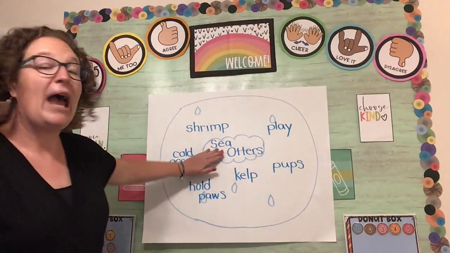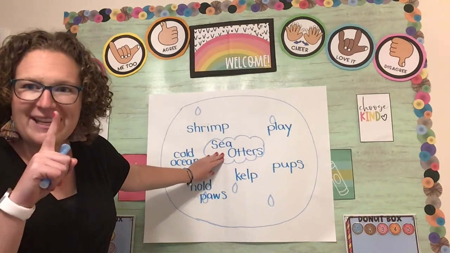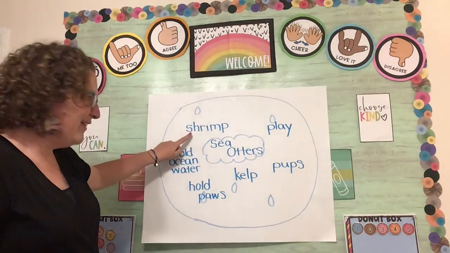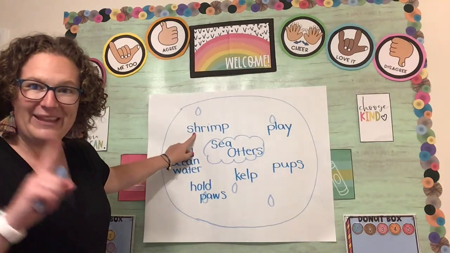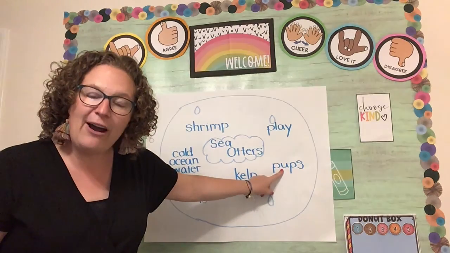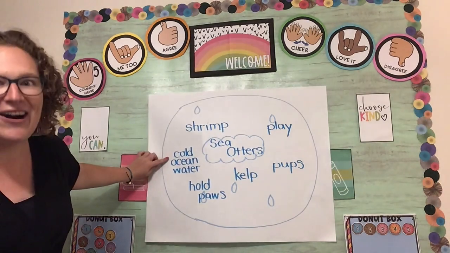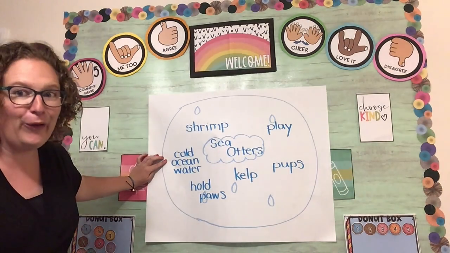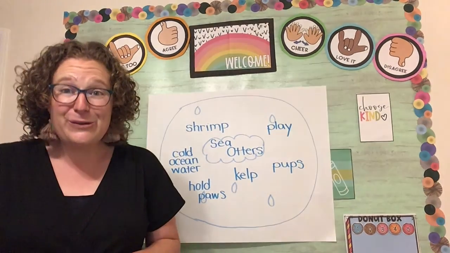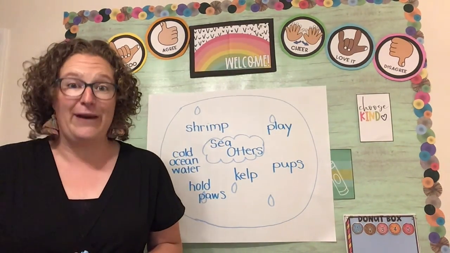So I can say, our book was all about sea otters. First sentence. Here's my second sentence. Sea otters love to eat shrimp. That's one detail. When sea otters are babies, they are called pups. Sea otters love to swim in the cold ocean water. I just retold you some important details and, of course, the main idea of the book that we just read together.